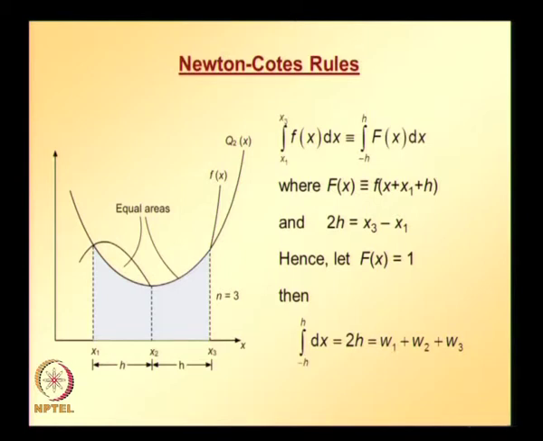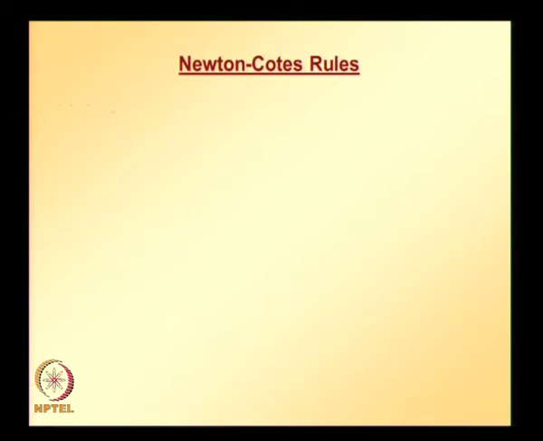So the previous approximation, W1 times function evaluated at x1 plus W2 times function evaluated at x2 plus W3 times function evaluated at x3, becomes 2h equal to W1 plus W2 plus W3. So we got one equation. Now let us say fx is equal to x. Again apply that equation which we have already seen.